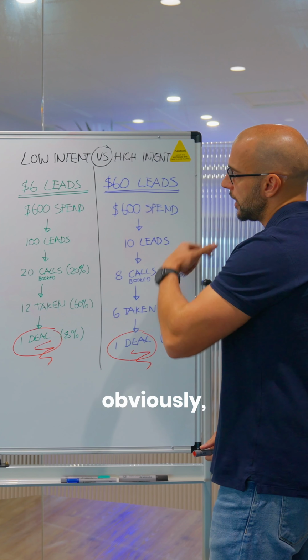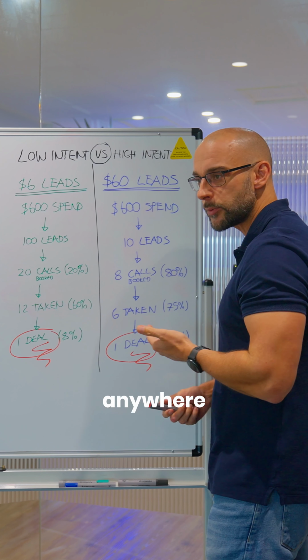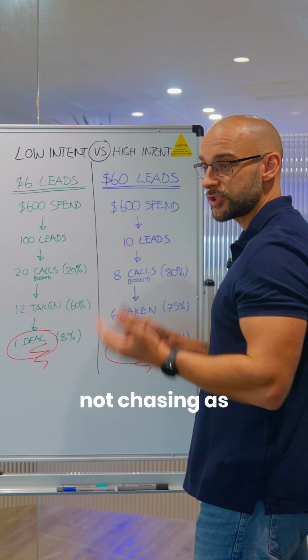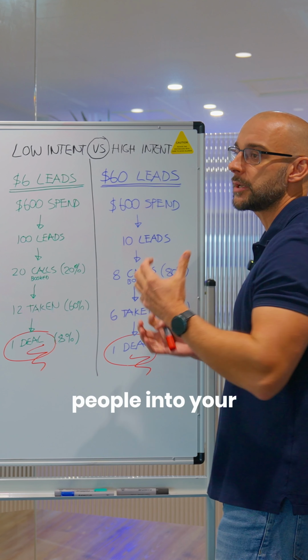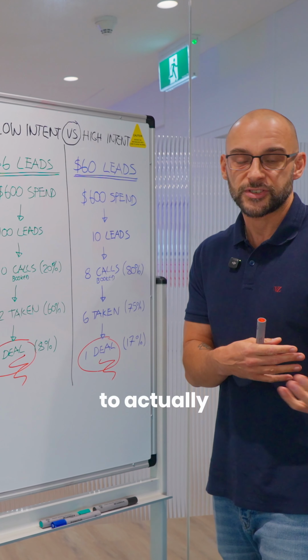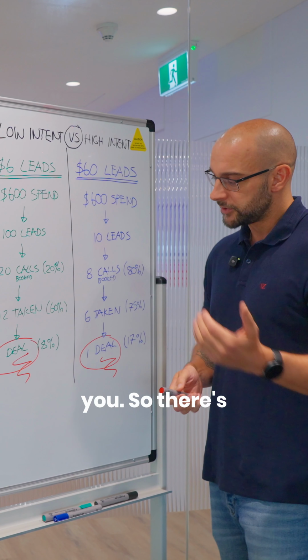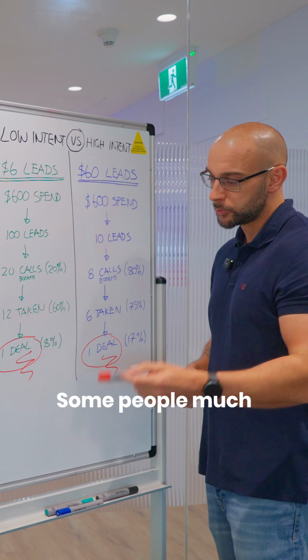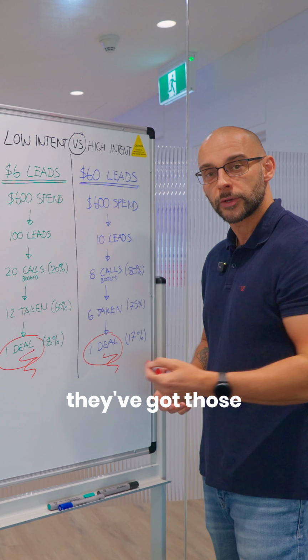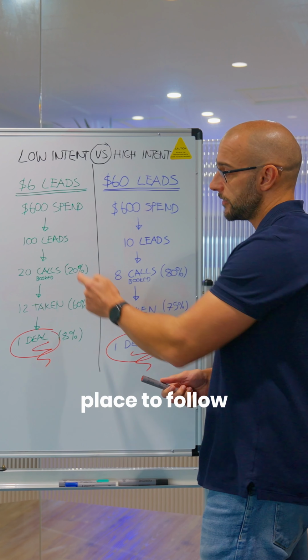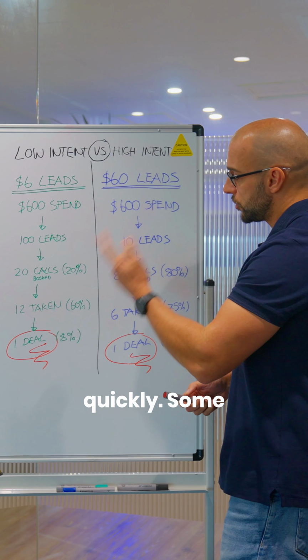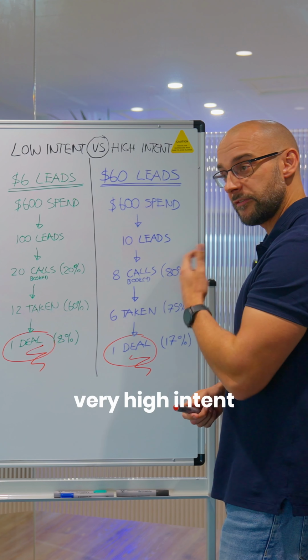With this, obviously advantages are you're not speaking to anywhere near as many people, you're not chasing as many tire kickers, you're not bringing people into your world that are never going to actually qualify to do anything with you. So there's advantages and disadvantages. Some people much prefer to build a big pipeline and they've got those systems and processes in place to follow up a lot of leads quickly. Some people prefer to just go after very high intent leads.